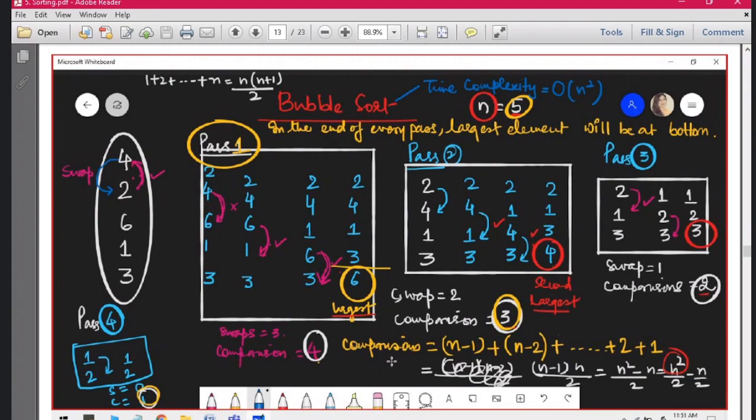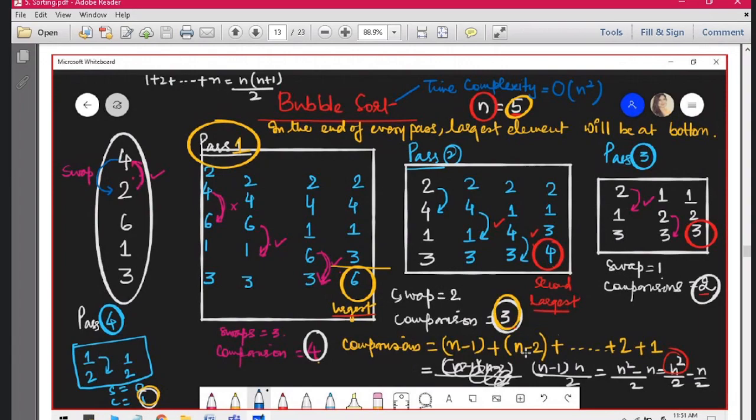So when you try to understand the number of comparisons, you can see that when the number of elements were 5, the number of comparisons were 4, number of elements were 4, number of comparisons were 3, number of elements were 3, number of comparisons were 2, and when the number of elements were 2, the number of comparisons were 1. So the number of comparisons will be n minus 1. As you can see, the number of elements is n.